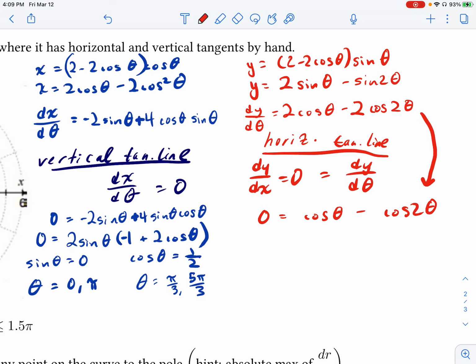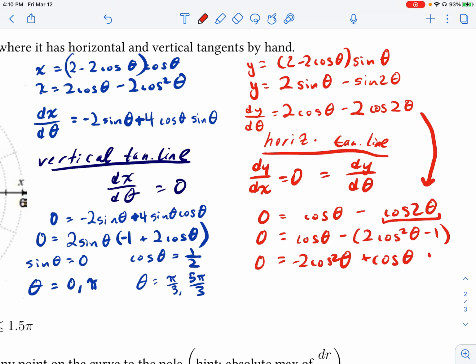And we can't just factor here because we have a cosine theta and a cosine of 2 theta. So we may want to use a trig identity here, or the double angle formula. If you remember the double angle formula for cosine, there are 3 available to us. I'm going to try to write all my terms in terms of cosine. So I'm going to say cosine theta minus, and I'm going to rewrite this as 2 cosine squared theta minus 1. If I distribute that, let's write this in the correct order: negative 2 cosine squared theta plus cosine theta plus 1.